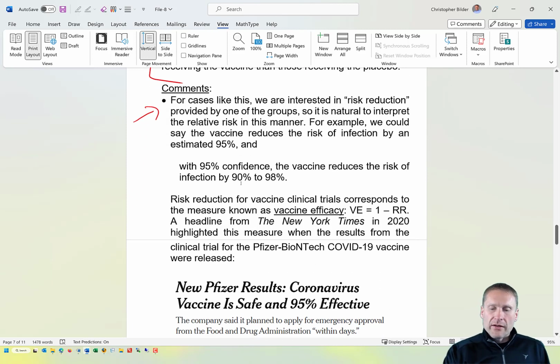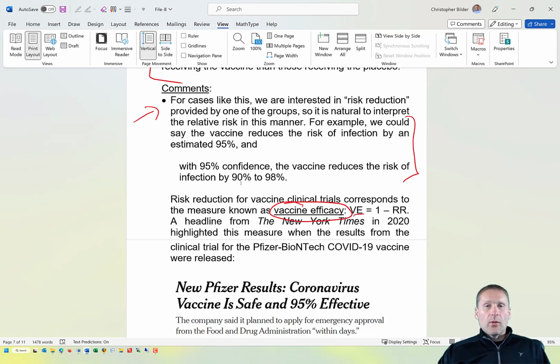You could also do the same exact thing with the confidence interval. So with 95% confidence, the vaccine reduces the risk of infection by 90% to 98%. This 1 minus the relative risk actually has a special name when dealing with vaccine clinical trials. It's referred to as the vaccine efficacy. So if I call that VE, VE is equal to 1 minus RR.